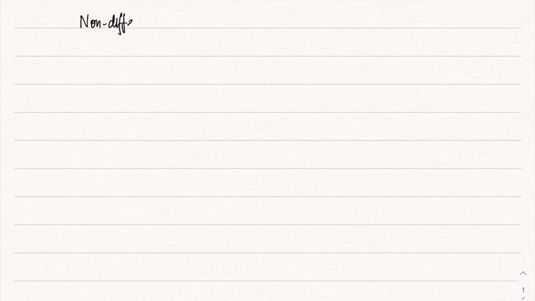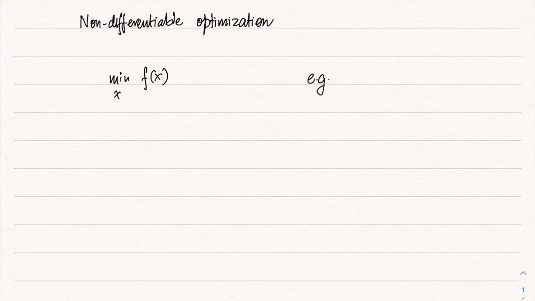Next, we take a look at non-differentiable optimization problems. So we are considering minimization of f of x subject to x, but now f is not assumed to be differentiable. In other words, we cannot apply the gradient method. In fact, all the methods that we have seen so far are for differentiable cases, but it's not necessary that f be differentiable. A very common example of that which we have already seen is the lasso problem.